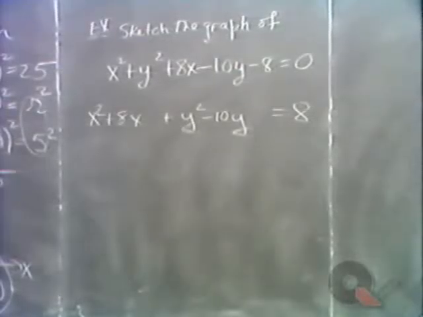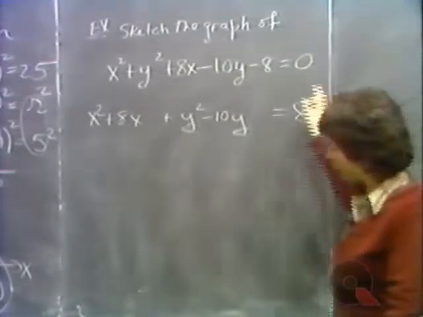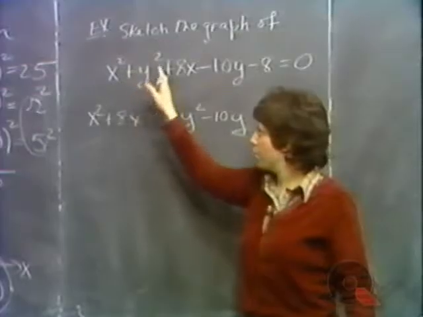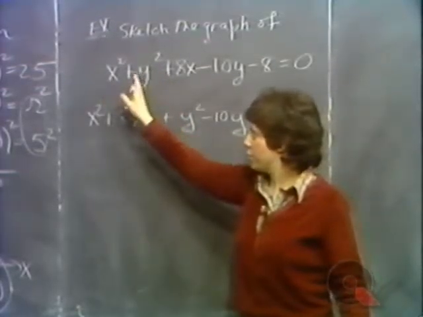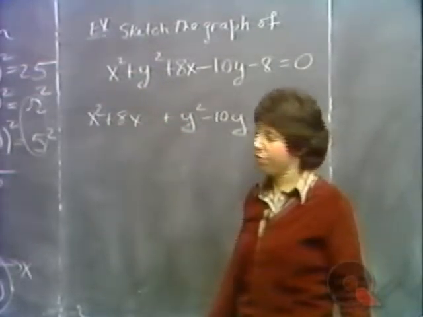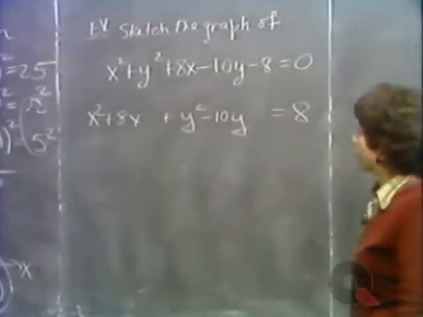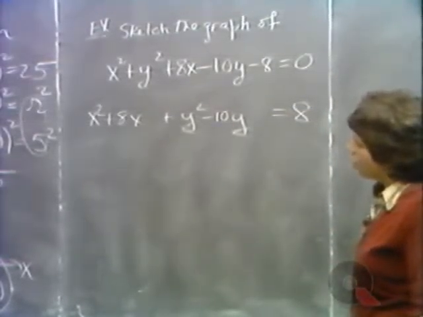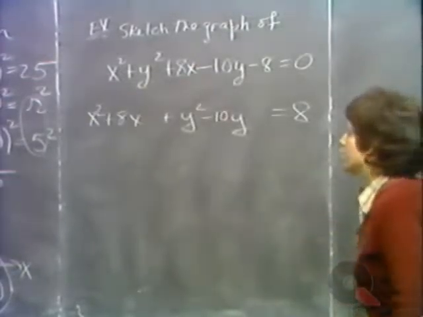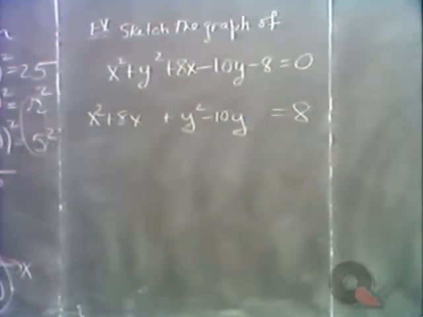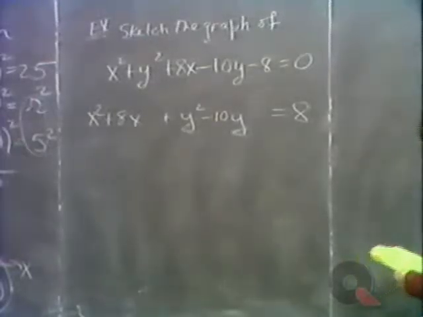X terms together, y terms together, constant over to the other side. We recognize it as a circle. It has an x squared and a y squared, and the coefficients of x squared and y squared are the same. They're both, in this case, 1. Now I'm going to use a version of completing the square, something that I find seems to work maybe a little bit better than straight completing the square here.